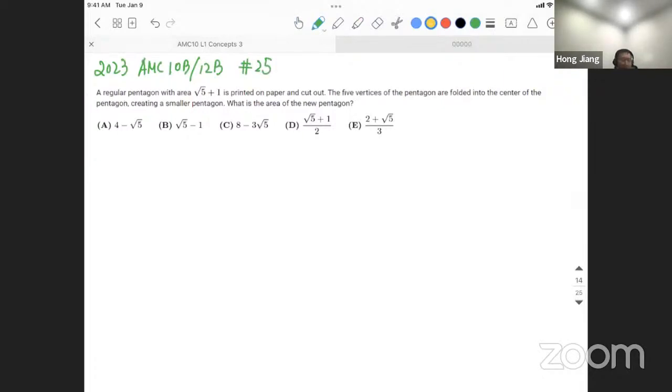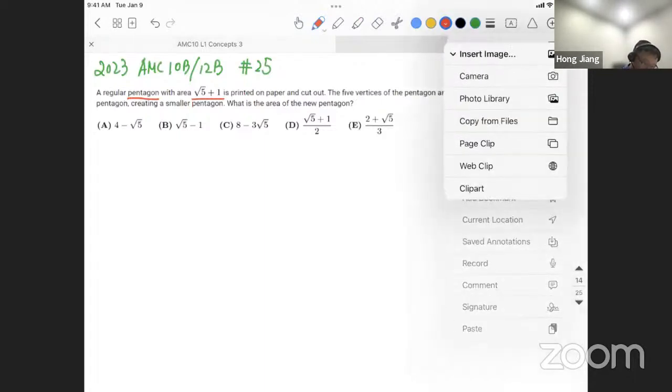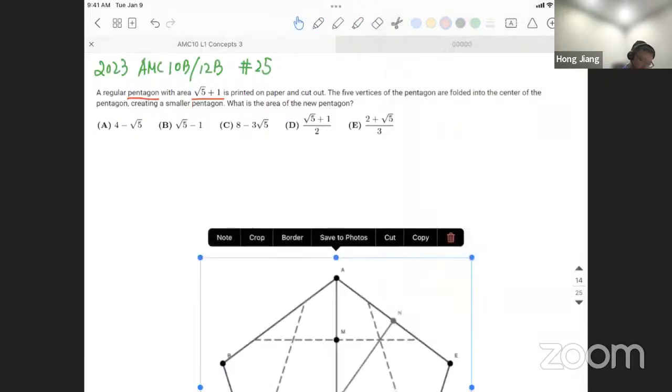Okay, so what does the question say? You have a regular pentagon. This time the question is not giving you a hexagon, it's a pentagon, with area √5 + 1, printed on paper and cut out. The 5 vertices of the pentagon are folded into the center of the pentagon, creating a smaller pentagon. What is the area of the new pentagon? I'm going to give you the graph first. This is important for you to understand.